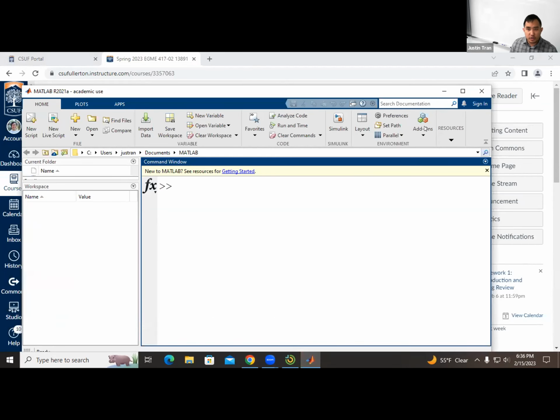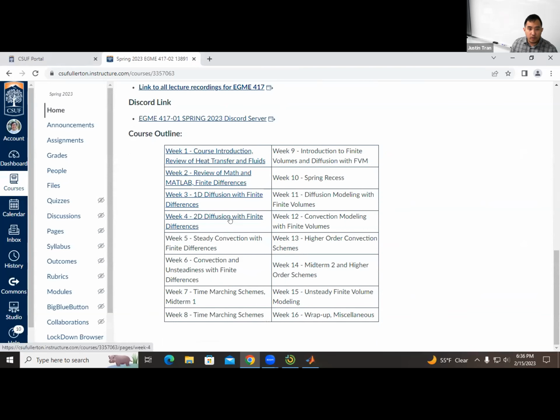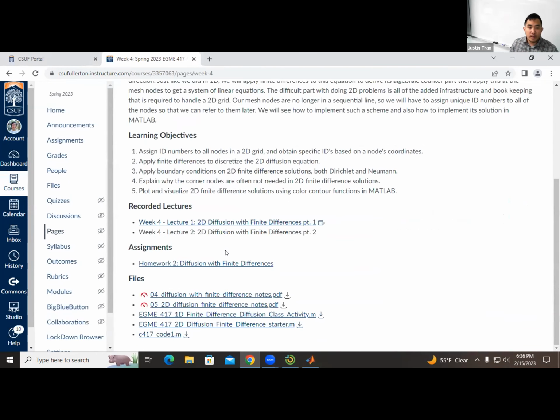Okay, so if you want to access the starter code here, you're going to go to the course website. You're going to click on week 4. And then you should see a code here called 2D Diffusion Finite Difference Starter. Okay, so that's the one that we want. So let me go ahead and download that.